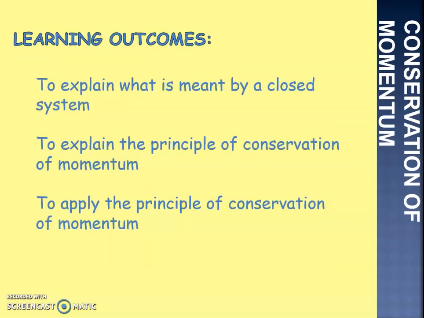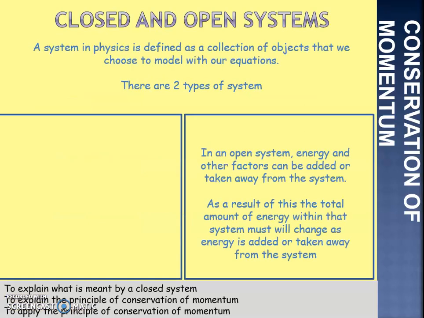Okay, so today we're going to explain what's meant by a closed system, we're going to explain the principle of conservation of momentum, and we're going to apply that principle. So, a system in physics is defined as a collection of objects that we choose to model with our equations. So, any objects that are interacting with each other we would call a system. So when we talk about maybe throwing a ball up and down in the air, the ball is part of that system. When we talk about two objects colliding with each other, the two objects are part of the system.